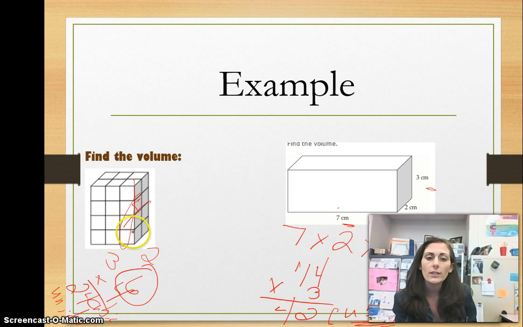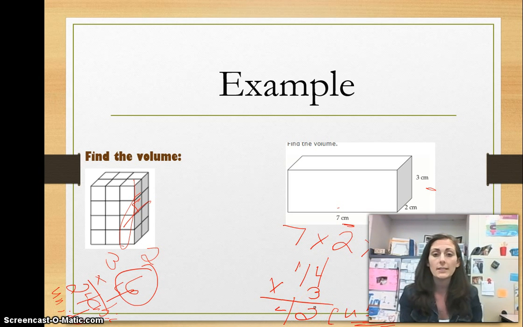And we found the volume over here by counting the cubes, 3 by 2 by 4. 3 times 2 was 6, and 6 times 4 was 24. And this would just be cubic units, and this is cubic centimeters. And we did that once more by taking 7 times 2, which was 14, and then we took 14 times 3. 3 times 4 was 12, carry the 1, so we have 42 cubic centimeters.